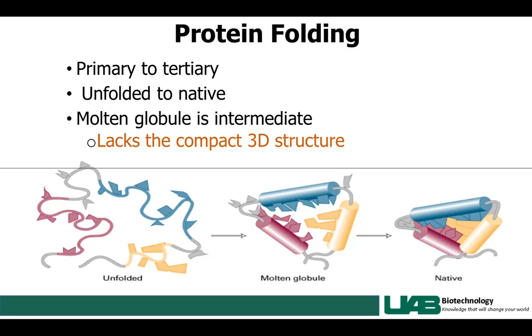You go from an unfolded protein, it goes into an intermediate called a molten globule, which has the structure of the three-dimensional structure, but very compact, before it arrives at the native three-dimensional structure.